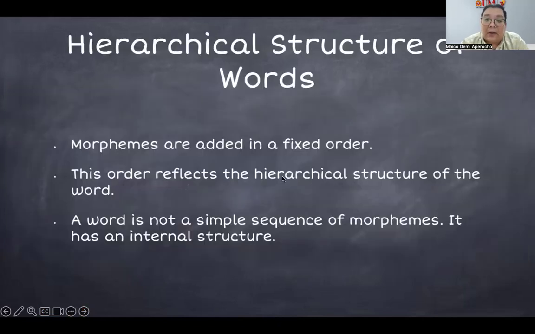So now let's talk about the hierarchical structures of words. If we have parsing or tree diagrams for sentences or syntactic structures, you have to take note that we also have the same for morphology or word formation. Morphemes are added in a fixed order, meaning there is a specific order in terms of how we add affixes to a base. This order reflects the hierarchical structure of the word. A word is not a simple sequence of morphemes because it has its own internal structure.